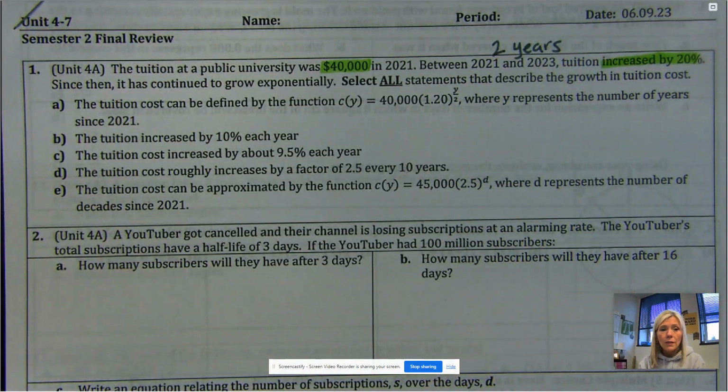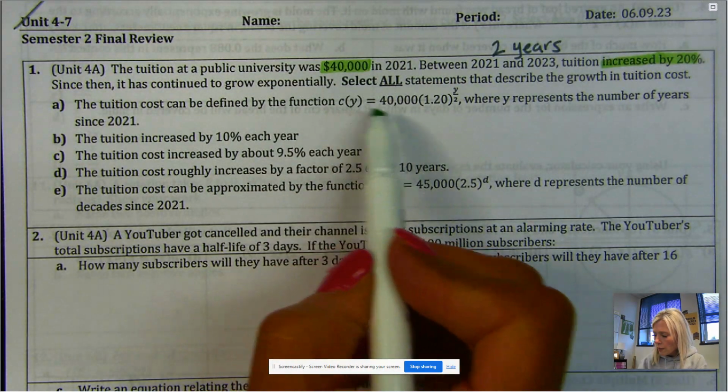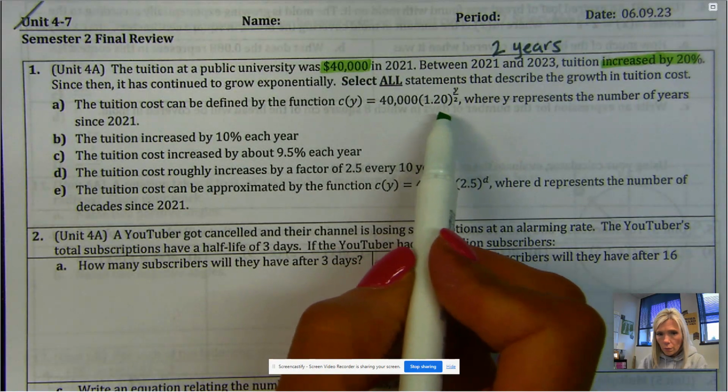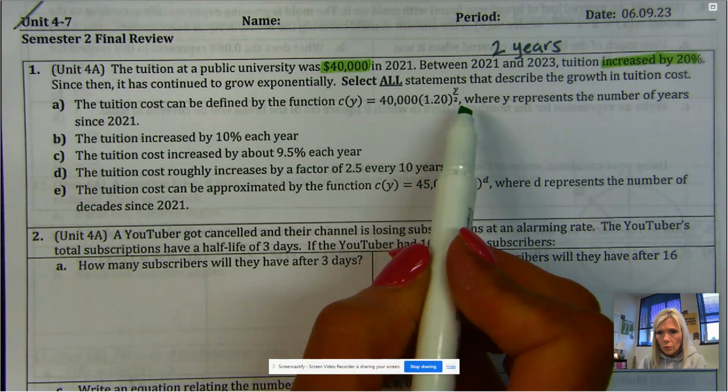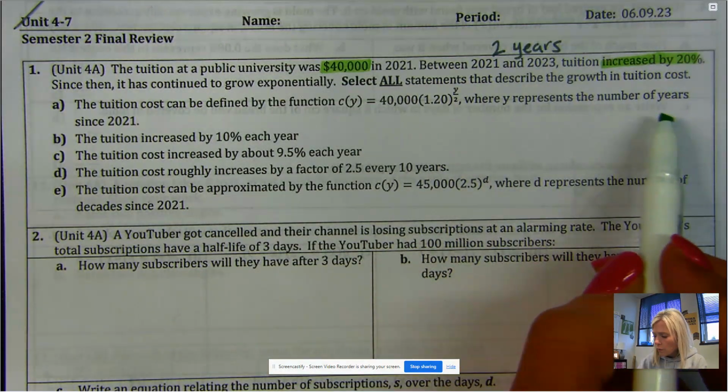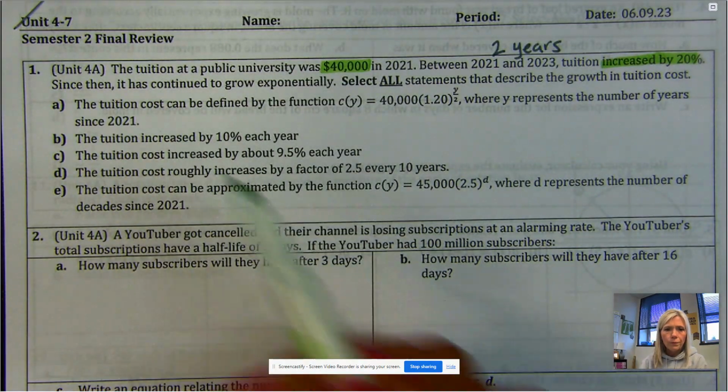And since then, it has continued to grow exponentially. So in the same pattern, increasing by 20% every 2 years. Select all statements that describe the growth in tuition costs. So when I go through a select all type of problem, I kind of look at each answer choice as if it were a true false question. All right. So the first question, the tuition cost can be defined by the function c of y equals 40,000 times 1.20 to the y divided by 2, where y is the number of years since 2021.